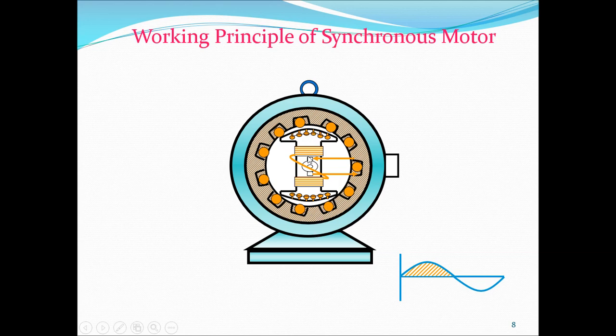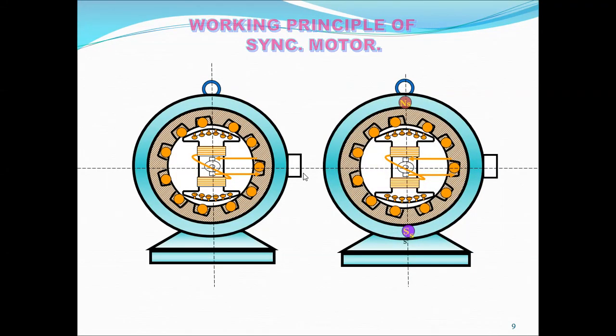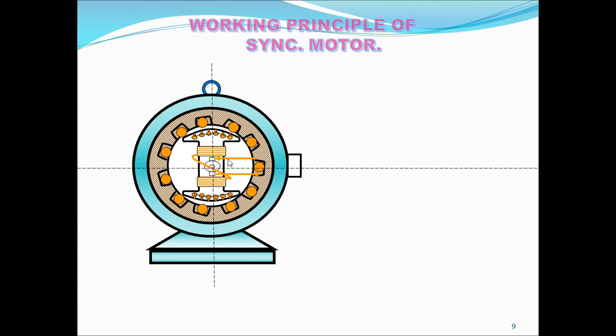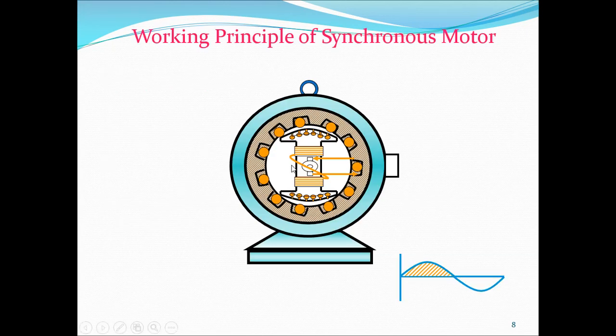Assume the stator winding is wound for two poles, NS and SS, as shown in the figure, and rotates in a clockwise direction. Here it is showing the figure.